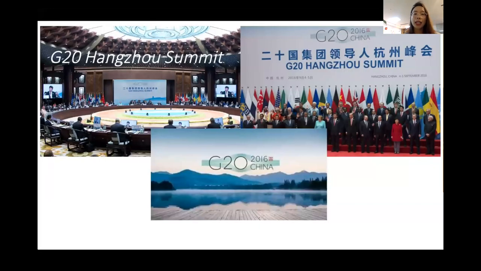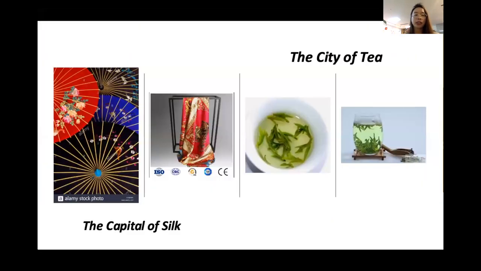And back in 2016, Hangzhou was also the host city for the G20 summit, so we can see that Hangzhou is developed not only economically, but also internationally. But it is also very diverse in its culture. It is the city of tea and also the capital of silk. If you come to Hangzhou to visit, remember to have a taste of the tea and to bring some gifts of silk to share with your friends.